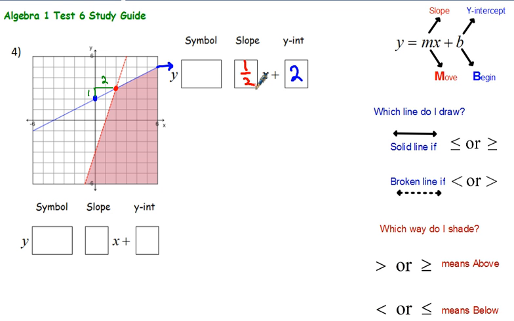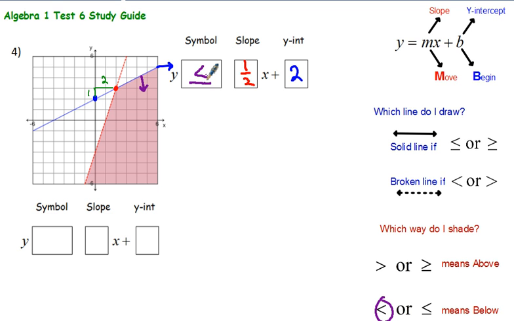Well, first of all, let's figure out if it's going to be solid or not. You notice that I've got a solid line right here. We said for a solid line that it's going to have the equal to underneath it. So right away I know there's going to be a line underneath it because it's solid. Now let's look at which way this thing is shaded. It is shaded below that blue line. So you know that below means less than. So that would be y less than or equal to 1/2 x plus 2.